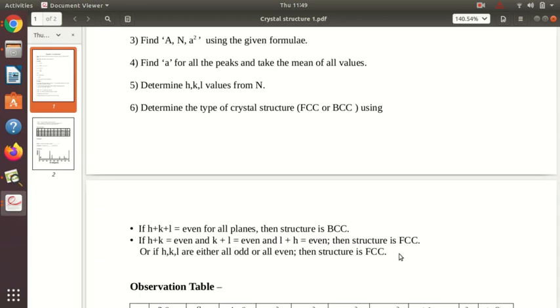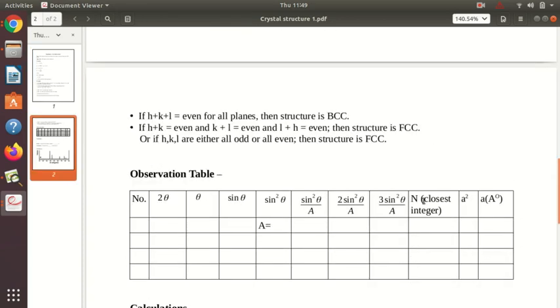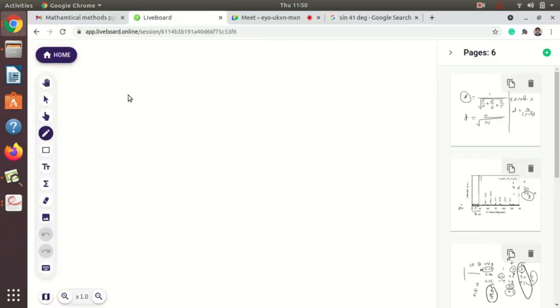Some values will be present in BCC as well as in FCC. So you have to do this carefully by observing all the values you are getting in the table. For 2, the Miller indices will be 1 1 0. How do I find that out? This is H square plus K square plus L square, so I can get the addition of perfect squares. 1 plus 1 is 2, so I can get this.